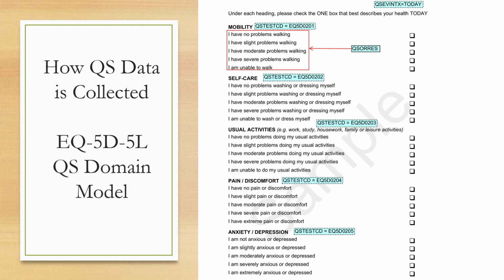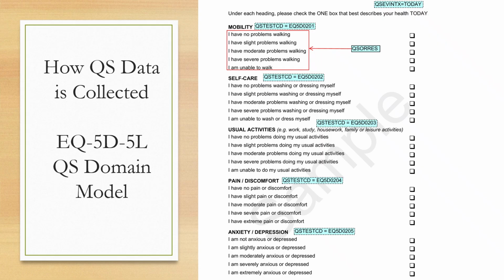Apart from this, we also have a variable which is the QSEVINTX, that is annotated in this form as value equal to today. So what is happening is that right now in this questionnaire form, the subject has to answer these questions based on how he is feeling on these parameters on that particular day, that is today. So based on that, you have the value for the evaluation interval text, which is nothing but the QSEVINTX, hard coded in your CRF as today.